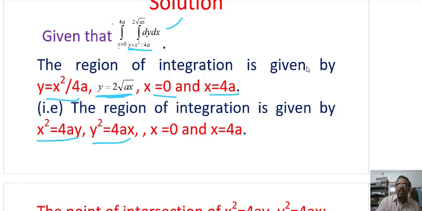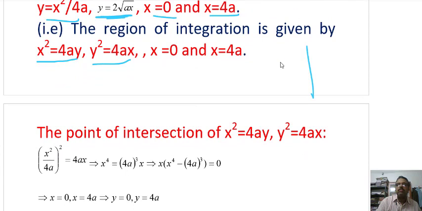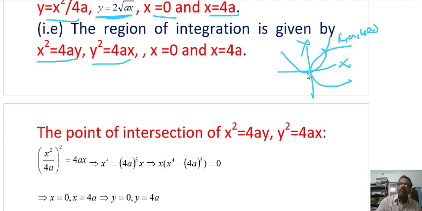Now what about the region? Now this is x. Sorry, I will write here. X, y. X square equals 4ay is a parabola. Y square equals 4ax is a parabola. And the point of intersection, we will discuss later. Clearly, this is 4a, 4a, and 0, 0. So the combined region is this one. This is the region between two parabolas and x equals 0 to 4a.